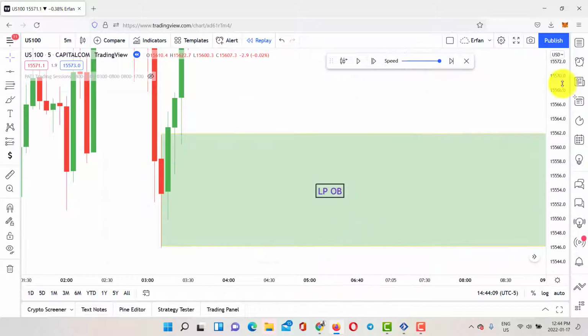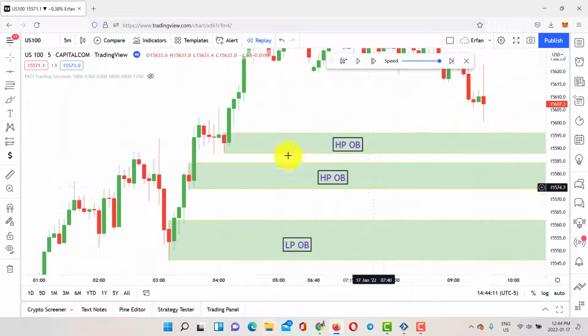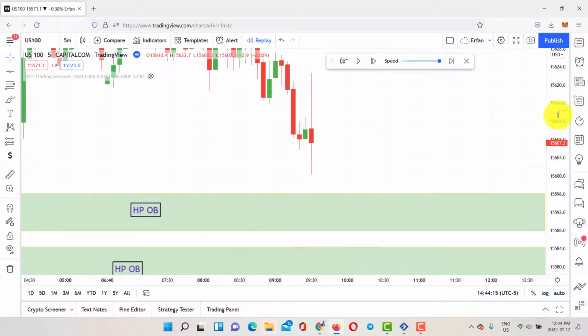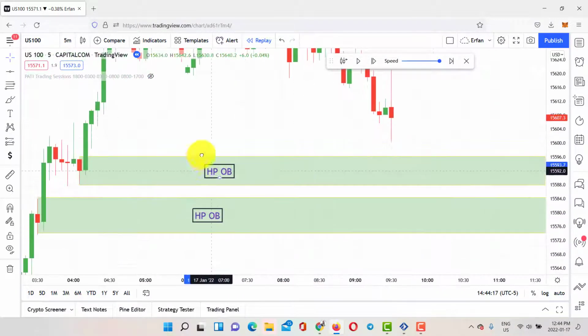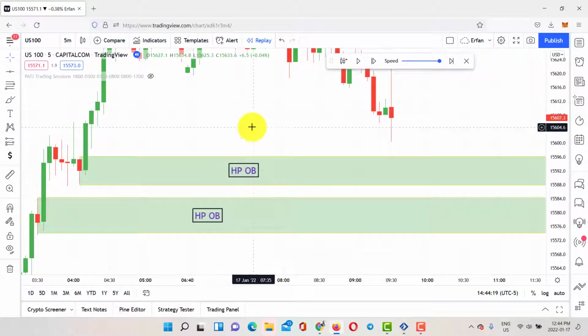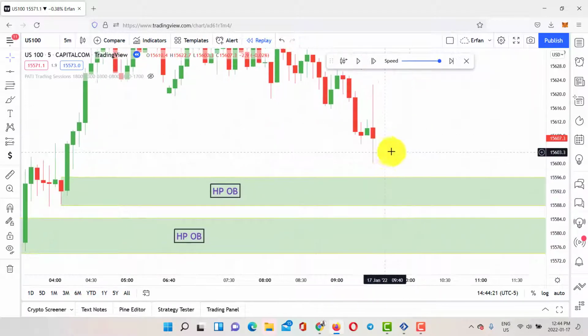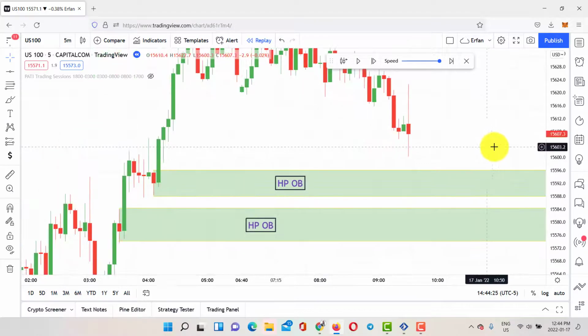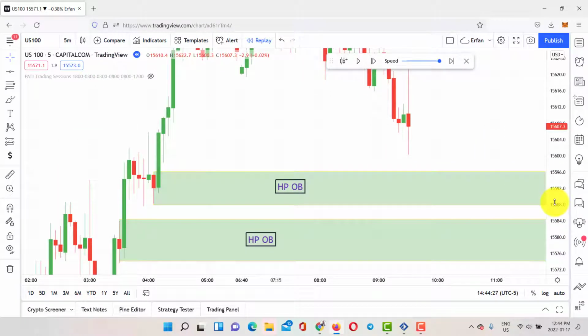The reason I'm going to show you these examples here is that not every single order block is going to work. Not every single high probability order block is going to work. As I said, nothing is 100%. It's just high probability, probably 80%, 90% of the time. But that 10%, 20% can hit you anytime.